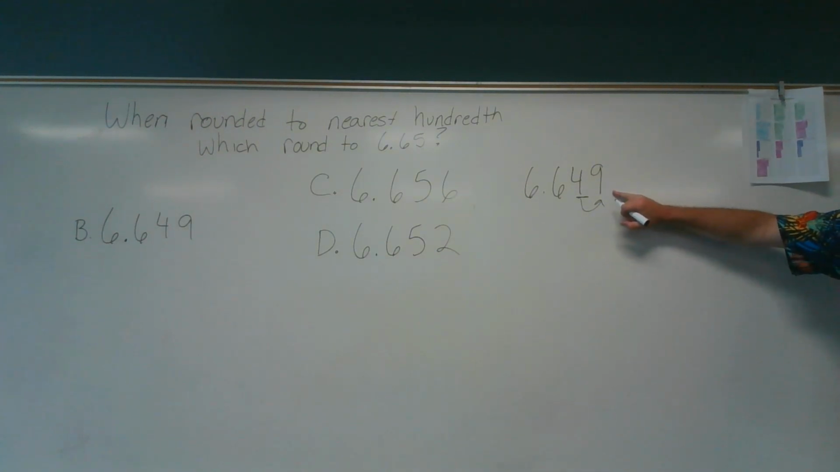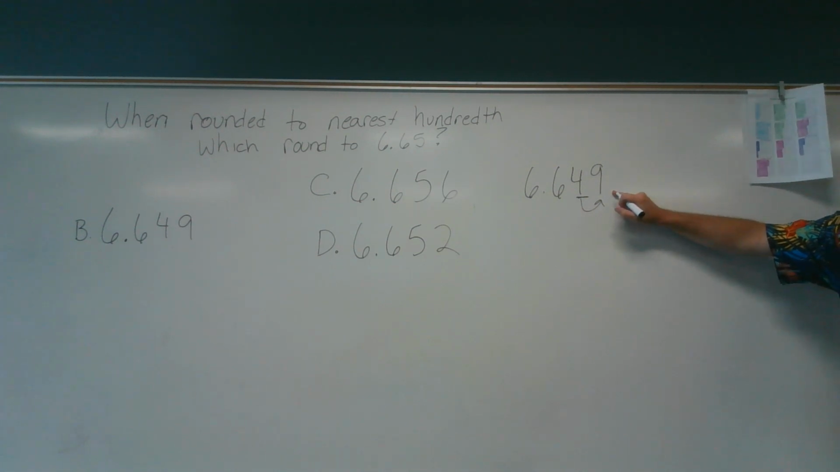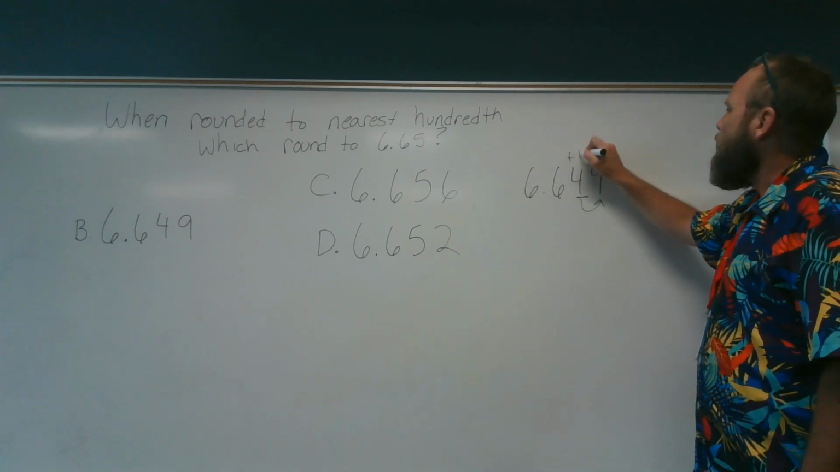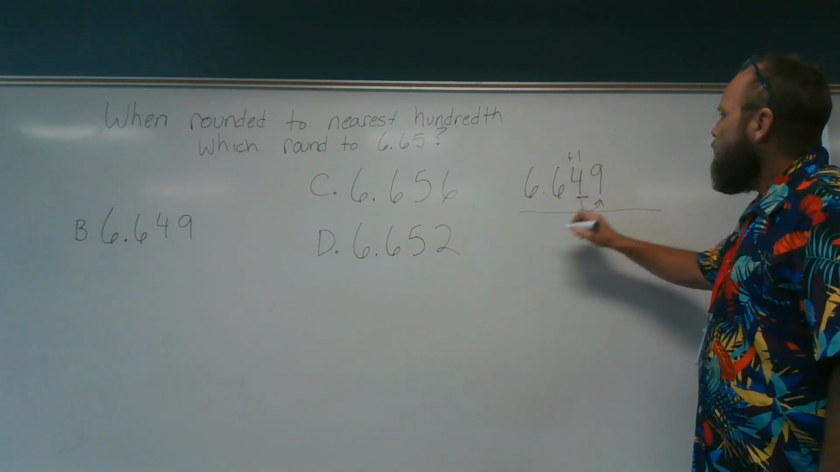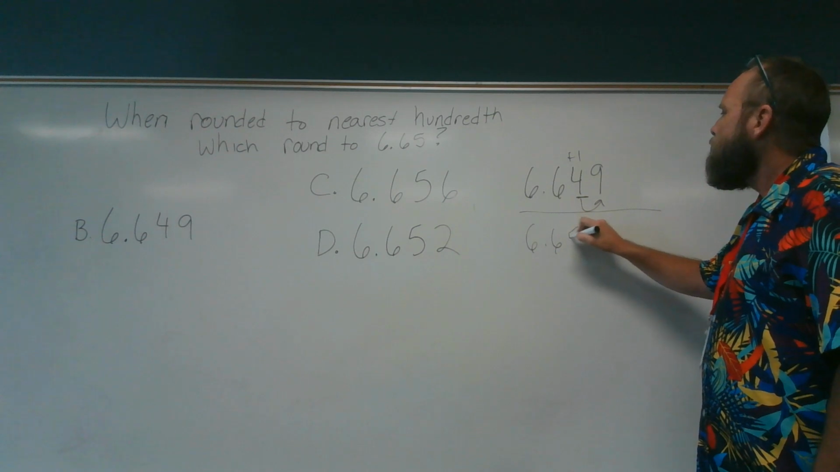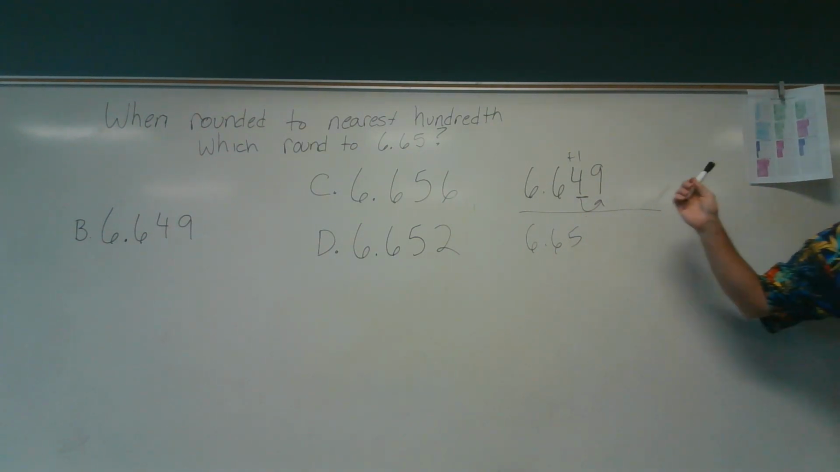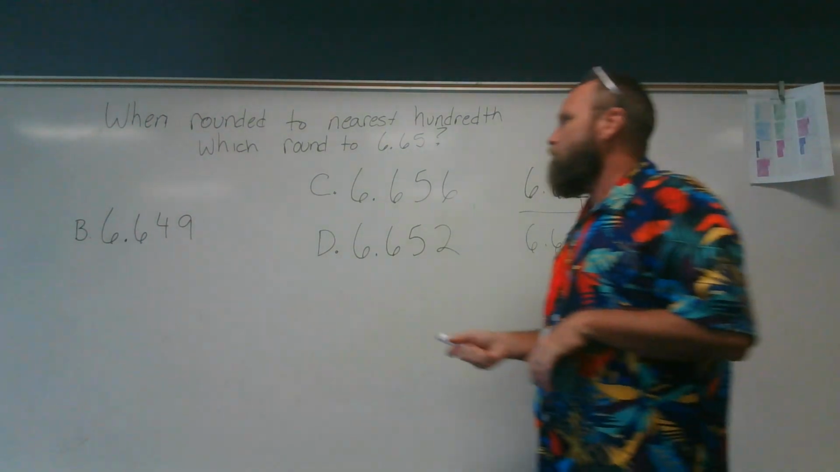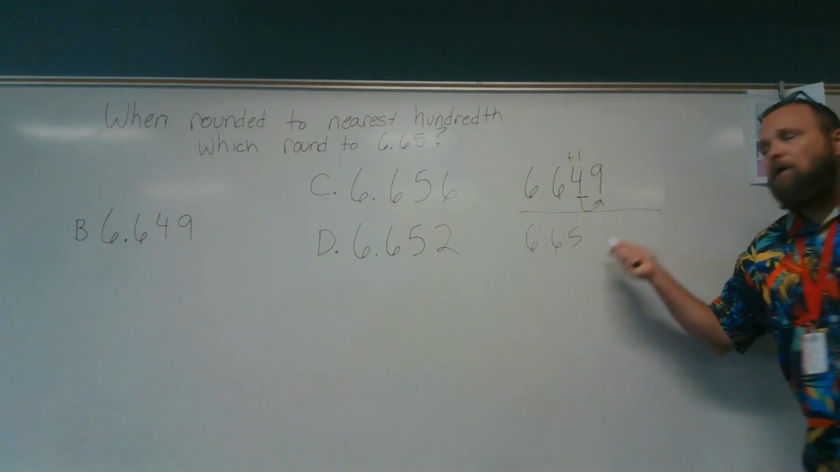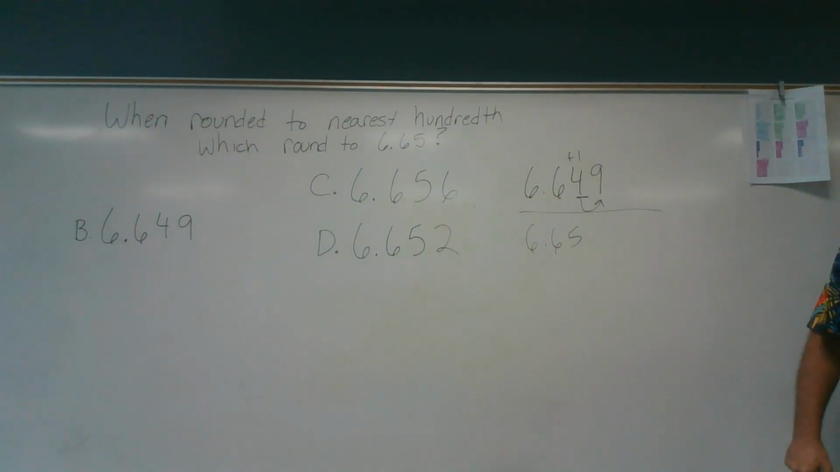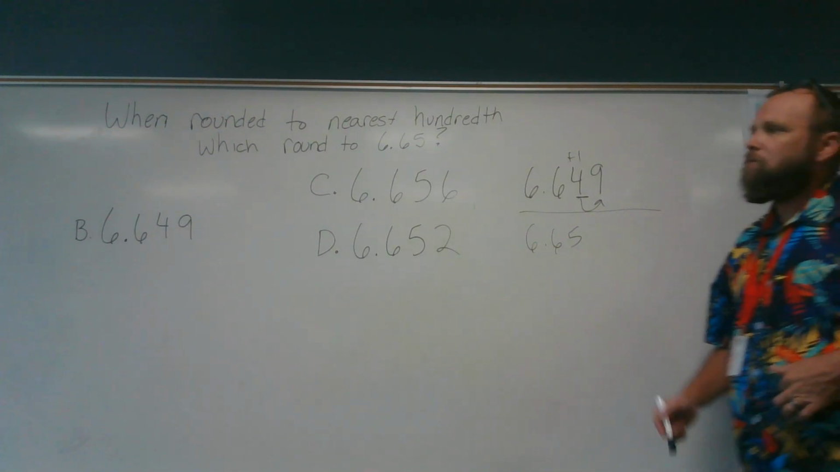No. Because the number behind it is 5 or greater. So since this is a 9, I'm going to add 1 to that 4. And so I'm going to have 6.65. I don't put that 9 there. It's gone. I can make it a 0 if I want to. But does B round to 6.65? Yes, so B is a choice.